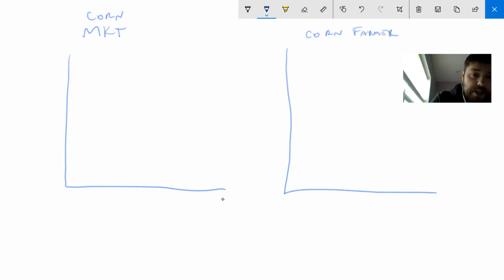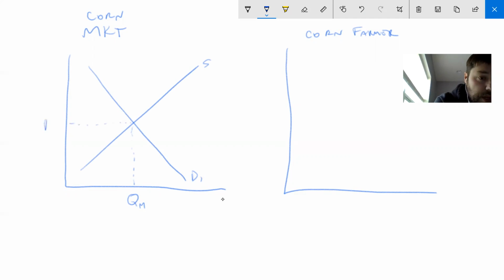All right, so first things first, let's draw our market, supply and demand. So we've got supply, and that's our first demand. Okay, so let's come down. And they wanted us to label this QM. Okay, equilibrium price, also PM.